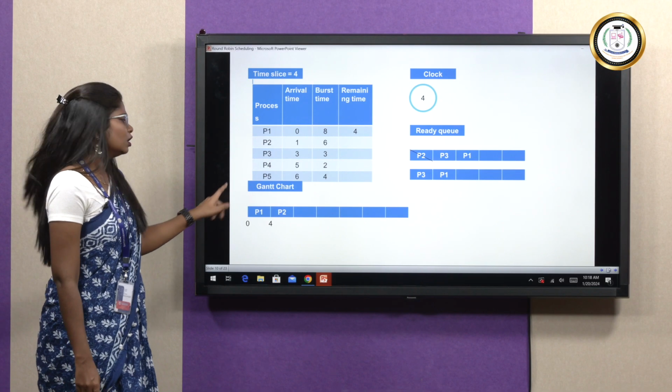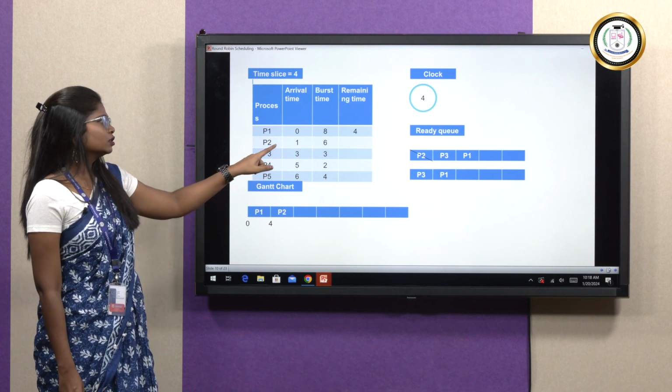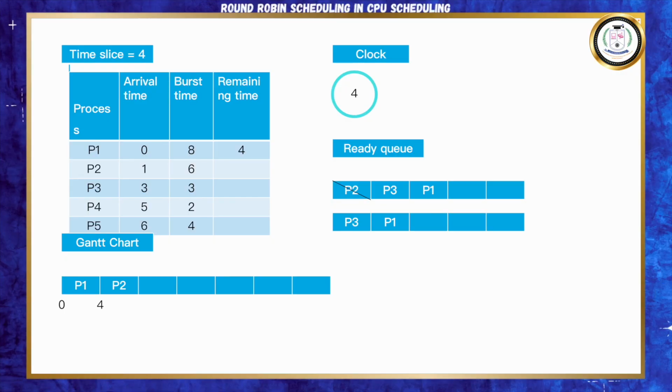After time 4, process P1 will finish its time slice, and process P2 will get the CPU time. Process P1 will go back into the ready queue, as it has not completed its execution. It has some remaining time of 4.